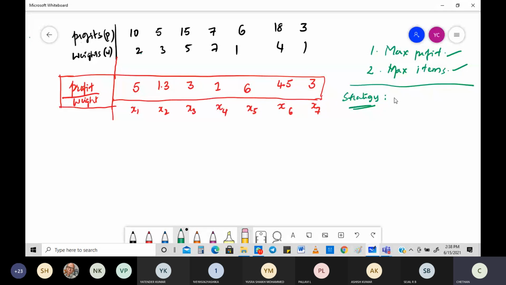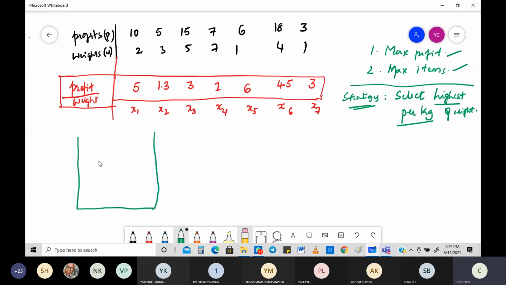Here also, what is my strategy? I am going to be careful. I am going to figure out the highest per kg of weight. I'm going to select the highest per kg of weight, and then I'm going to keep on moving downwards like that. Again, I'll be taking the knapsack like this.